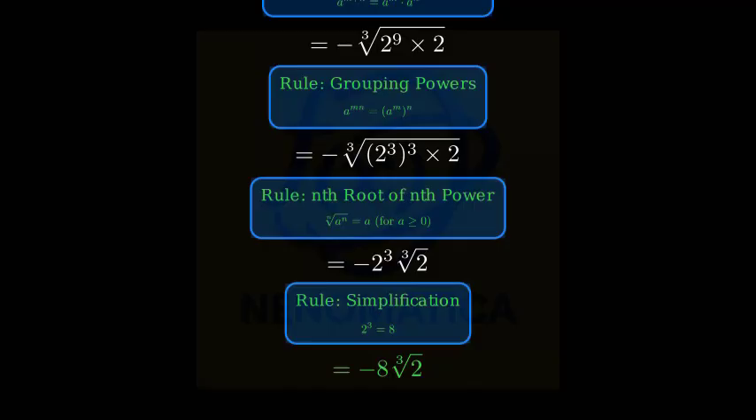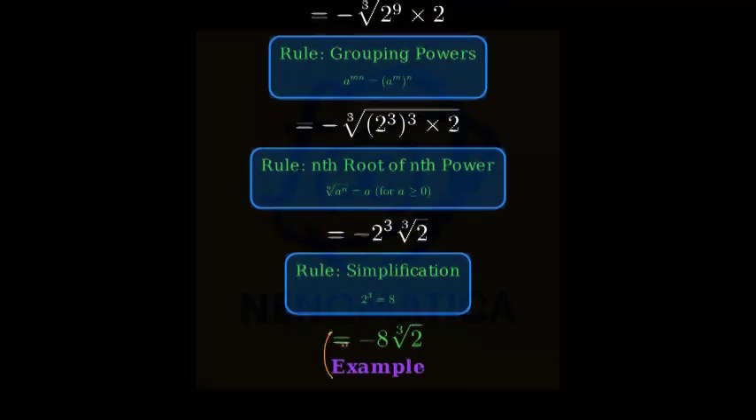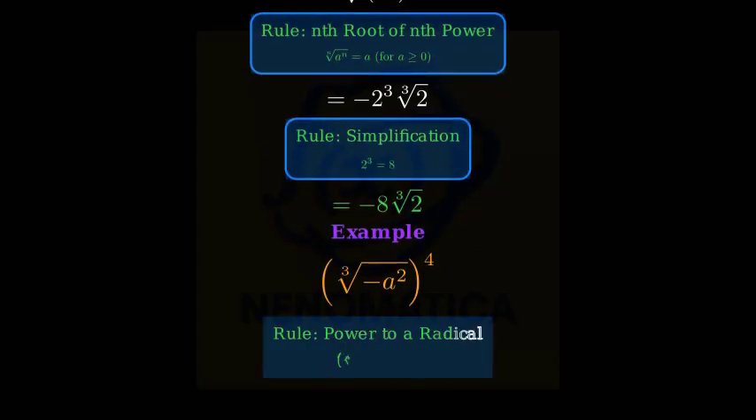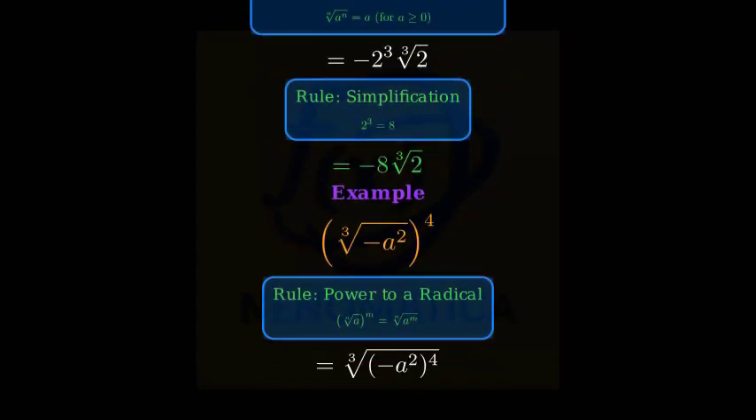Let's move on to our second example. This time, we need to simplify the cube root of -a squared, all raised to the fourth power. Let's follow the same algorithm as before, starting with the first step. First, we move the exponent inside the radical by multiplying the power of the cube root by 4. This gives us the cube root of -a squared to the fourth power.